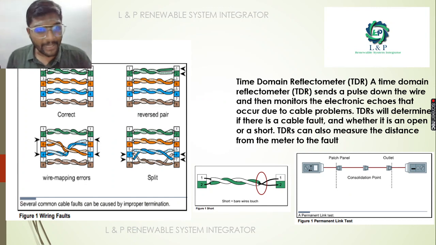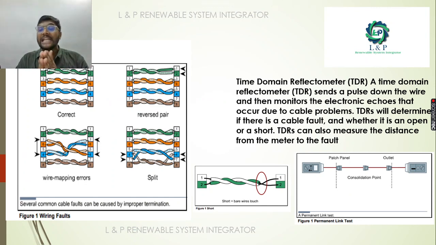If you are doing cable testing, you can test the cables with the help of the TDR, that is, the time domain reflectometer. It will send a pulse down the wire and then monitor the electronic short that occurs due to cable problems. TDR will determine if there is a cable fault or not, whether it is open or closed, and it will also measure at what distance, at what meters, the fault is.